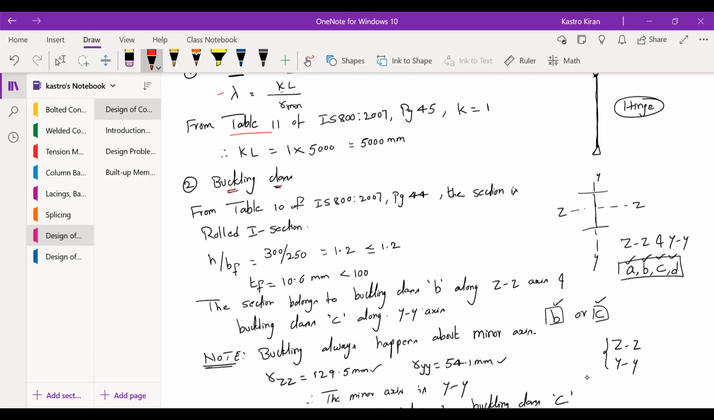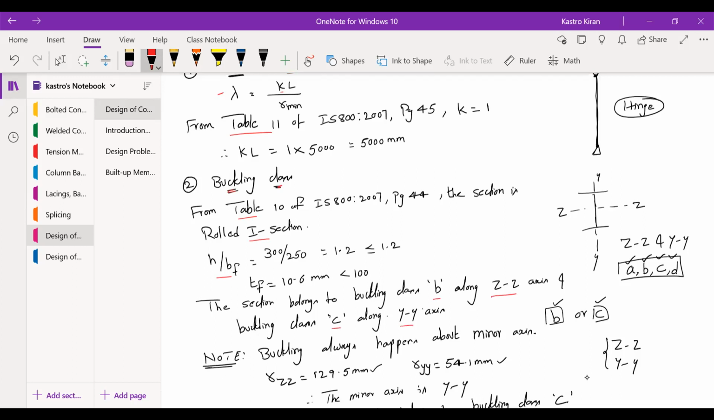So how are you going to find out the buckling class? You're going to refer to table 10 and identify the type of section. Since our section is an I section, it belongs to different types of buckling classes. In order to find out which buckling class it belongs to, you need to check these conditions, that is H by BF and TF. Since H by BF is less than or equal to 1.2 and TF is less than 100, it belongs to buckling class B along the ZZ axis and buckling class C along the YY axis.